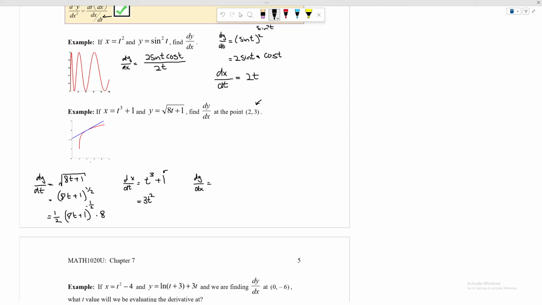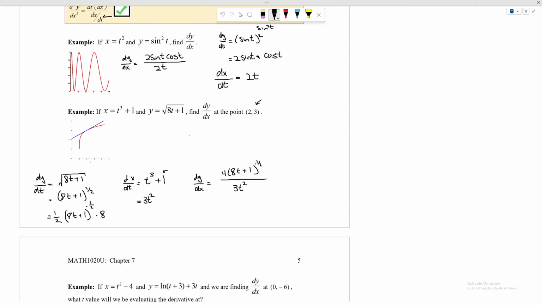Right? And so this will equal 8 times a half, which is 4. And so this will simplify to 4 times (8t plus 1) to the power of negative 1/2, all over my 3t squared. And you can simplify this even more, but for now I'll leave it as is. And it's saying find the derivative at this exact point.